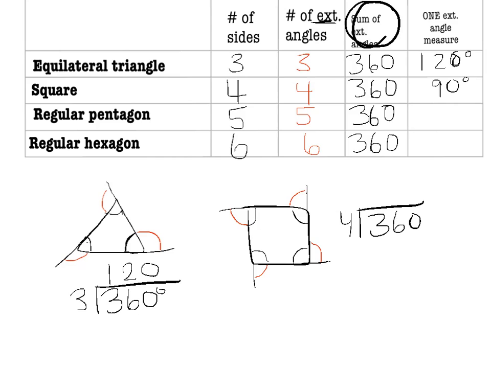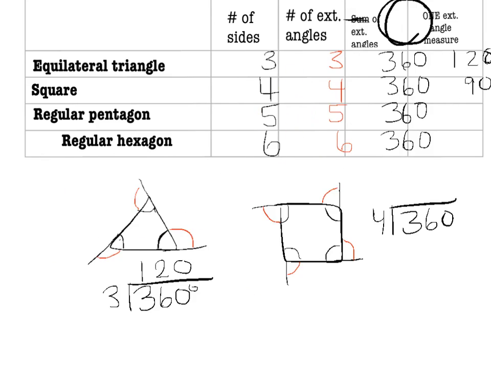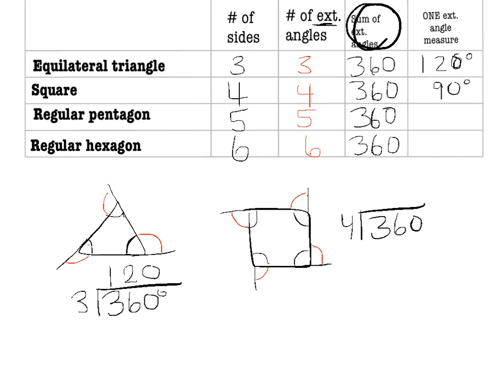What I'd like you to do right now is pause the video and find the exterior angle measure of one angle for a regular pentagon and a regular hexagon. Go ahead and pause the video and then I'll tell you how much each is. Okay, so you should have paused. Hopefully you'll see now what your answers are.